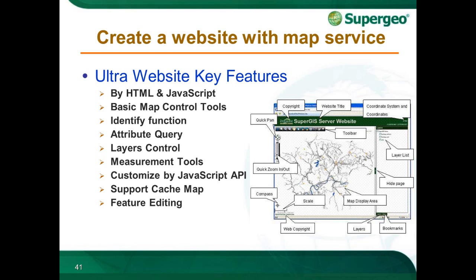It contains a lot of different tools, including the basic map and some of the control tools, the identify function, the attribute query, the layer control, and the measurement tool. You can also customize it with the JavaScript API that SuperGIS Server provides. It also supports the cache map, which is very important, and I'm using a cache map service today. It would also support feature editing, which contains a lot of different tools within the website itself.